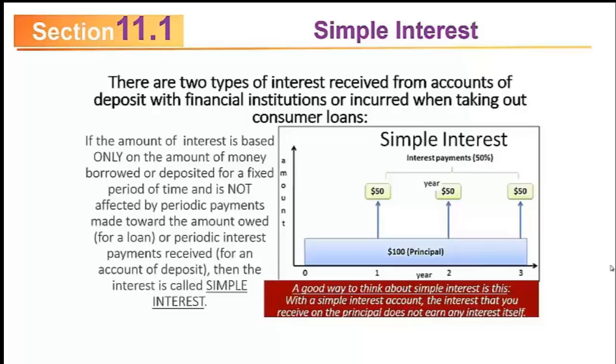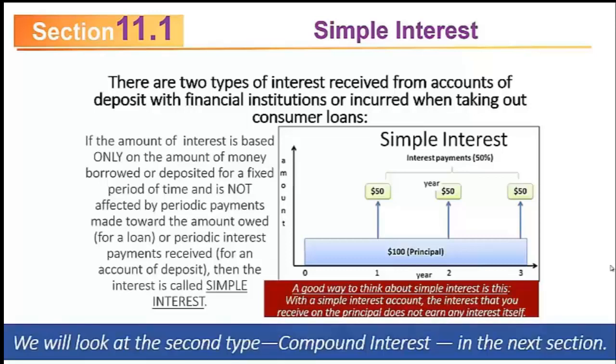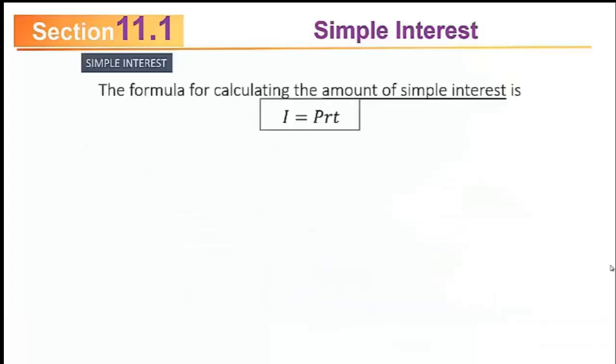A good way to think about this is with a simple interest account, the interest that you receive on the principal does not earn any interest itself. The principal, in this case $100, earns interest, but the interest payments themselves, the $50, never earn any interest. The second type, called compound interest, is something we'll talk about in the next section. Let's focus on simple interest.